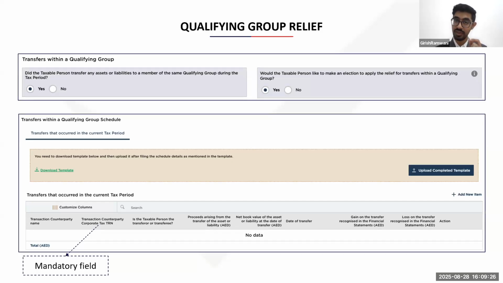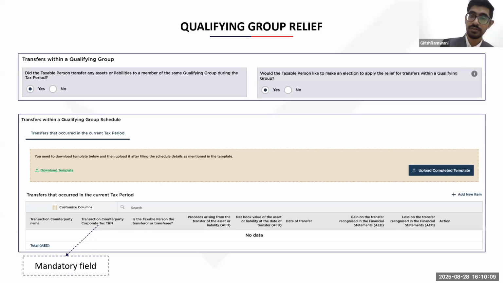It is very important because the FTA at the back end, they are going to check both the returns simultaneously in such cases to see if one company has excluded the gain properly, other company has excluded the loss properly, and whether actually they have made the adjustments to show the transfer at net book value basis only. Is the taxable person a transferor or transferee? Whether you are a transferor or transferee, you need to select that. What is the proceeds? What is the actual consideration that you have received from them? What was the net book value, the date of transfer, and what was the gain or loss in your hands as a result of this transfer? And whatever amount you are going to enter over here is going to be excluded while computing the taxable income.